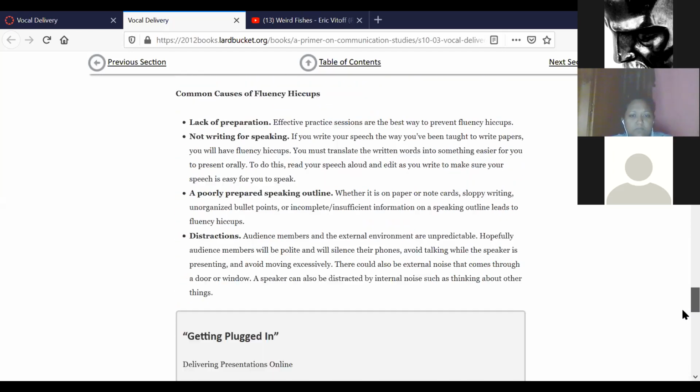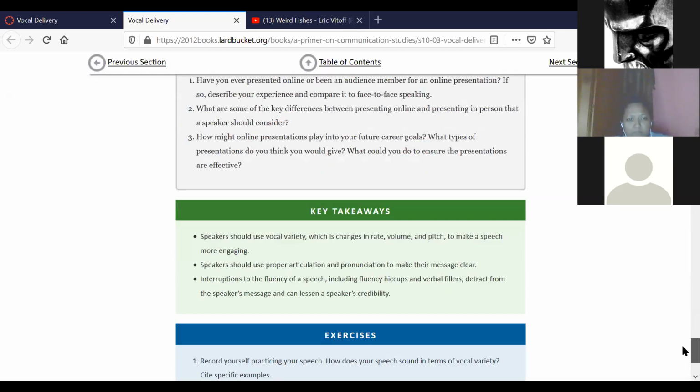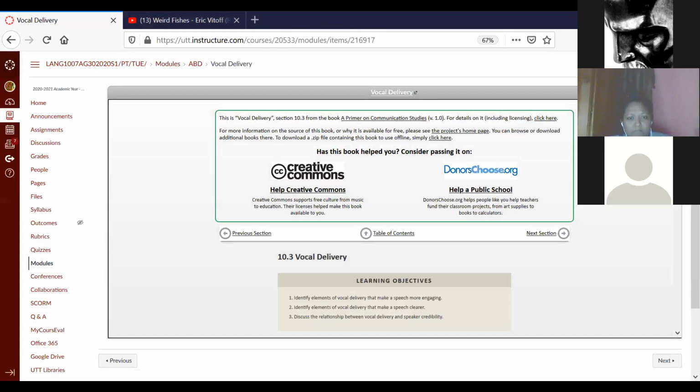So again, your fluency is affected by lack of preparation. If you write a speech, for example, but you don't write it to be delivered, and instead write it as if it's going to be read to people, there is a difference in the tone you would use if you're writing for someone to read and if you're writing to deliver it as an address. And you might be distracted. So these are some of the things that could cause fluency hiccups. Again, it's here so you can read it at your leisure more slowly and absorb it. But these are some of the things to look out for in vocal delivery.